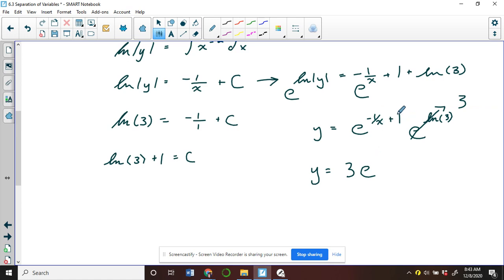3e to the negative 1 over x plus 1. And I think it might look a little better if we actually got a common denominator here and did x over x. So then that's x minus 1 divided by x. And what I did here is just made this x over x the common denominator, so I could actually combine that into a simplified expression that looked a little better. And that is our particular solution to that equation.